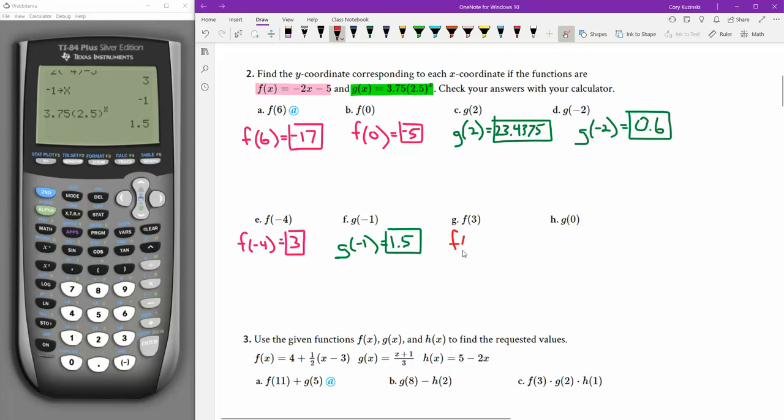F of 3, we'll use some mental math on the next one. Used red, but I wanted to use pink. There's a big difference between red and pink. F of 3. All right, well, we can do this one with mental math, or we could store 3 as x, and then do -2 times x, which is -6, minus 5 is -11.